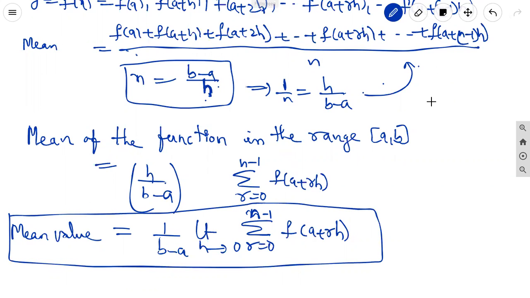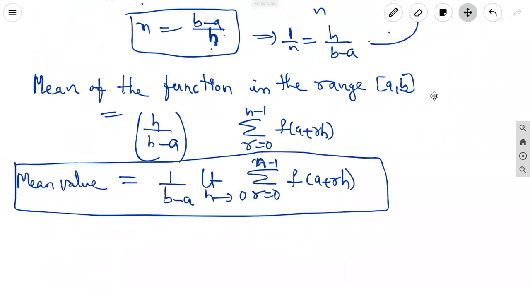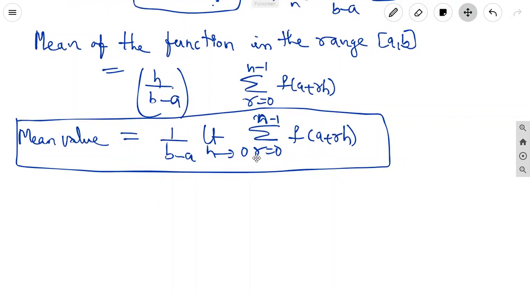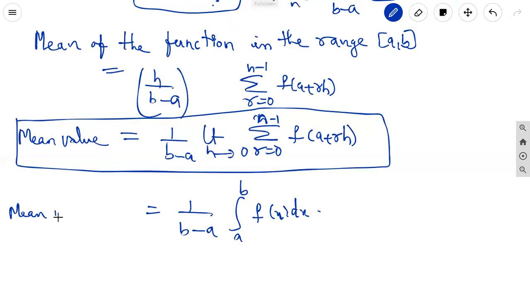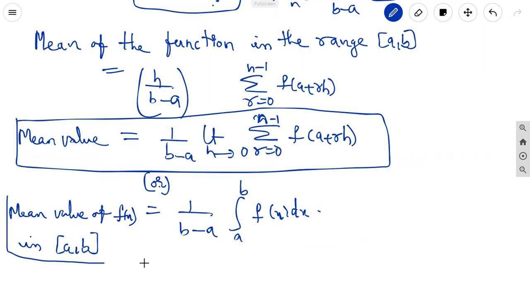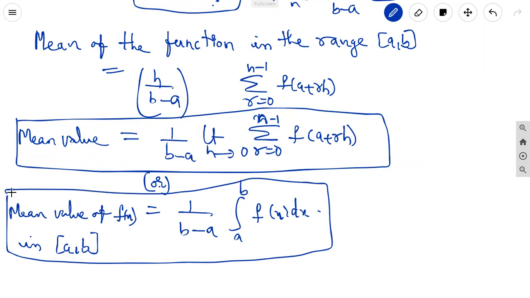What is the mean value of the function in the range a comma b? 1 by b minus a into limit h tends to 0 summation r equal to 0 to n minus 1 f of a plus rh. What is this? This is equal to 1 by b minus a integral a to b f of x dx, which is the mean value of f of x in the interval a comma b. We can take either that or this. Integration means summation only.